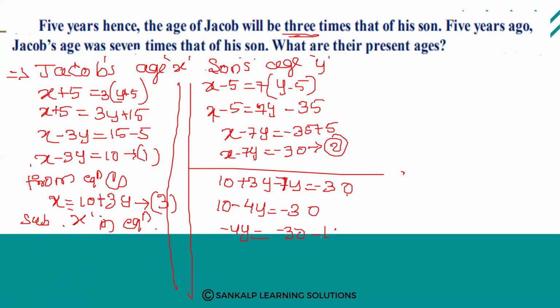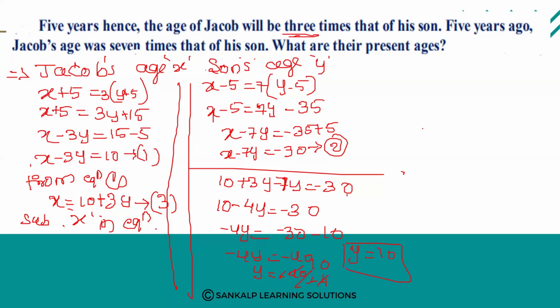Transfer this 10 to this side, then it is minus 10. So minus 4y is equal to minus 40, so 4y is equal to 40. So y is equal to minus 40 divided by minus 4. Minus and minus will get cancelled. 4 tens are 40. That means y is equal to 10 you will get.